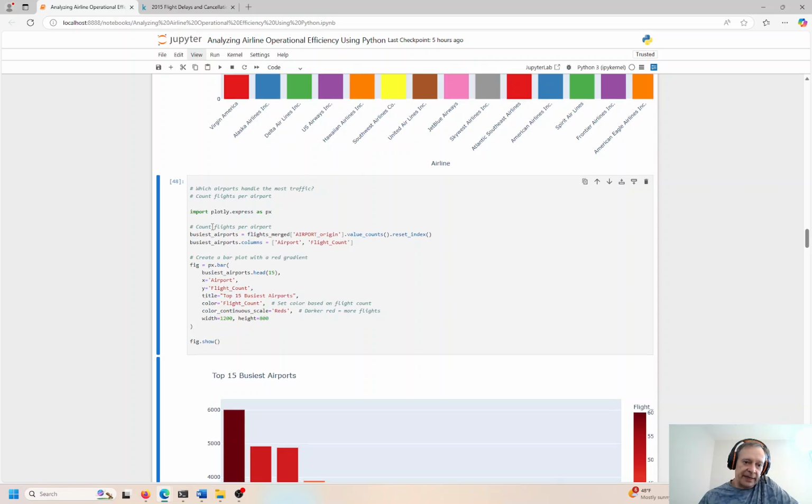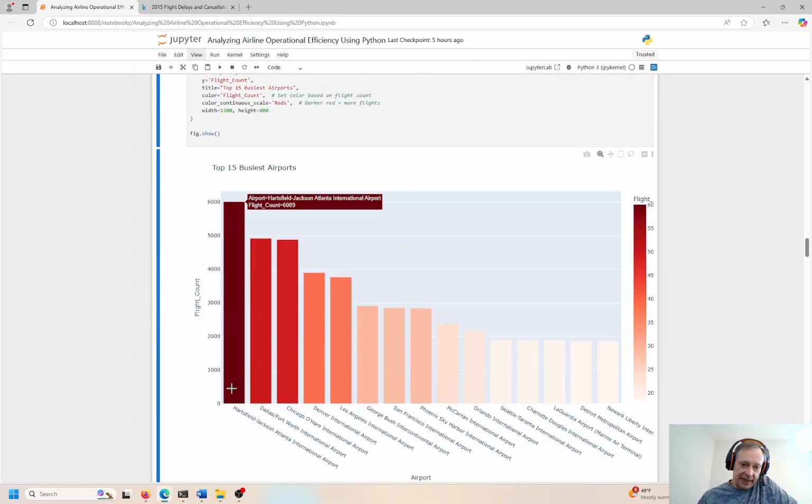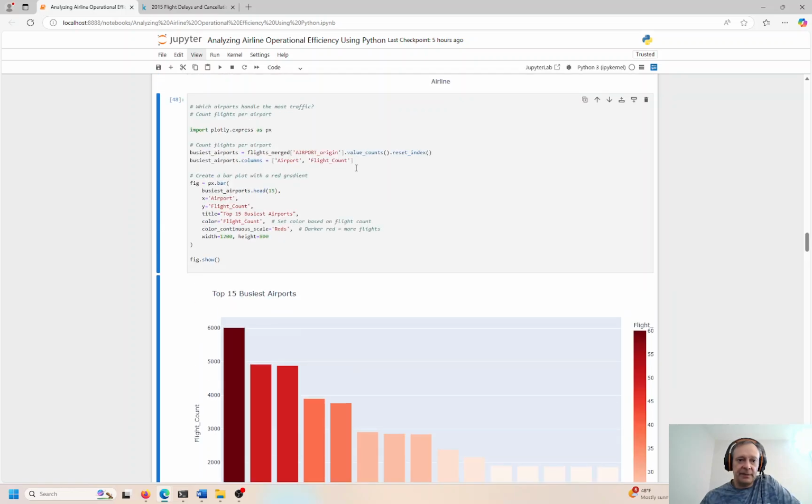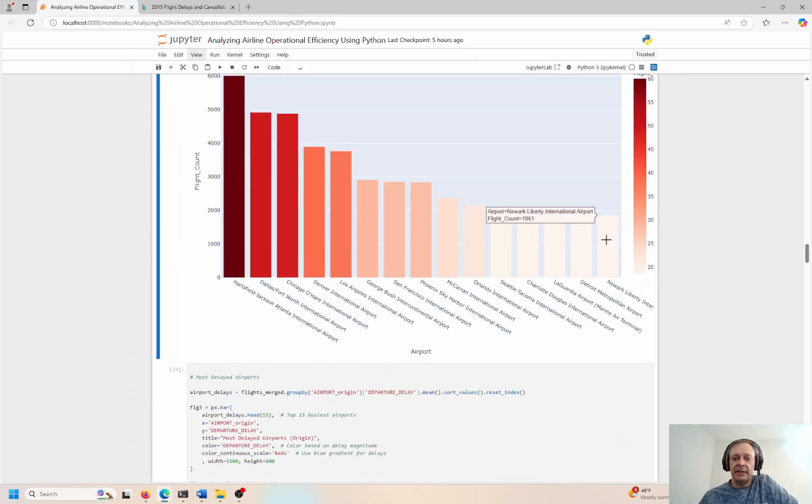So which airports handle the most traffic? Hartsfield-Jackson Atlanta International had over 6,000 flights. The next busiest was Dallas Fort Worth and Chicago O'Hare, then Denver, LA, and the least busy airport of the top 10. I think we're looking at the top 10. Is that it? Yeah, top 15 airports. Newark Airport in Newark, New Jersey was the 15th busiest airport.